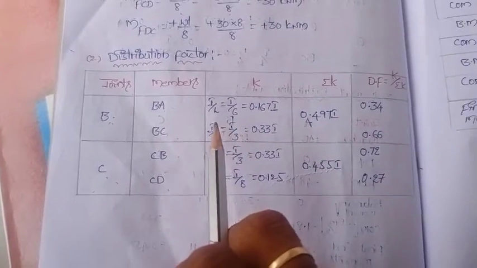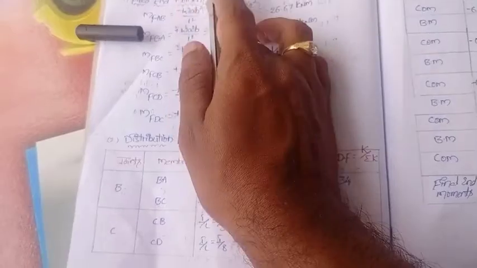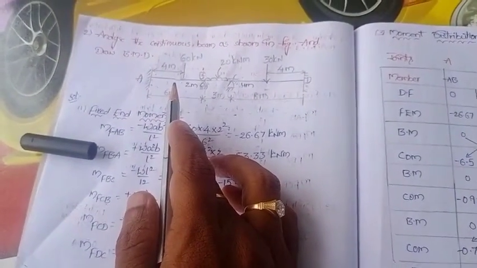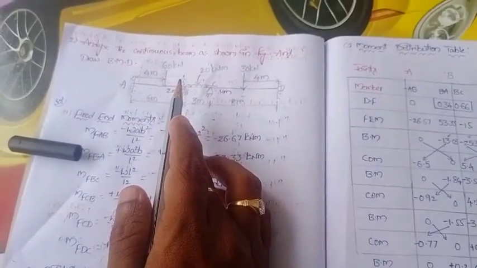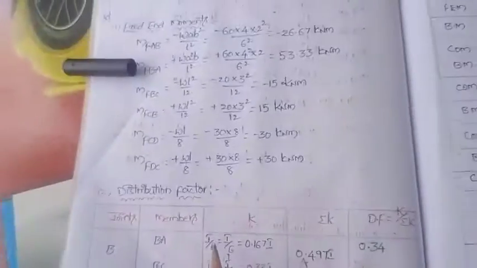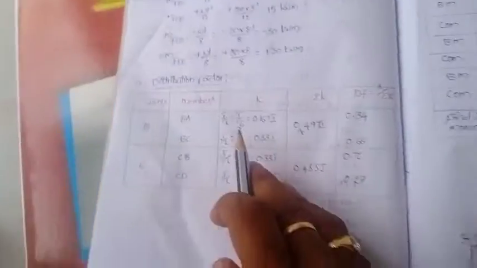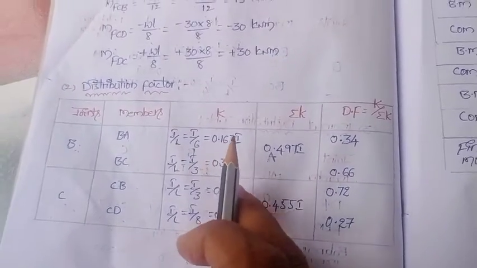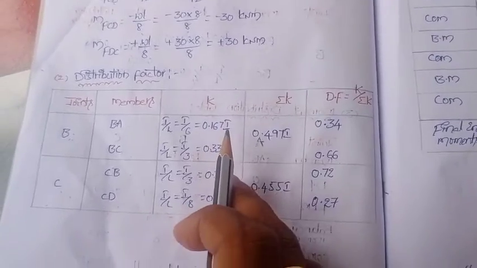So K equal to I by L, that's equal to the BA span. Here no moment of inertia is mentioned particularly, so I is common for all members. So I by the length of BA, which is 6. So I by 6, that's equal to 1 by 6 into I, which is 0.167 I.